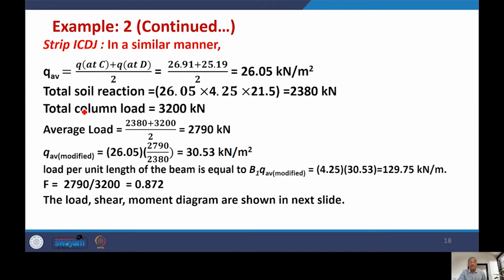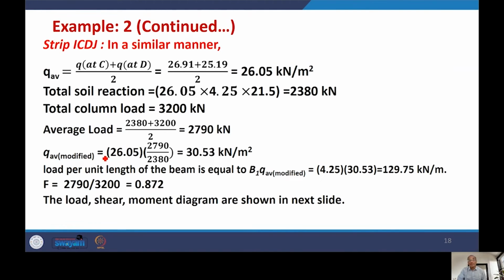Then the average load can be found out by summing these two and dividing by 2. So the average is higher than the total soil reaction, but less than the total load coming on. This way you can find the modified value of Q average. Just simply multiply by this, the average load divided by the load which you have found out. So it will increase, while the factor which needs to be multiplied to each load will be the average load, that is 2790, divided by 3200, the sum of all the loads. So all the loads should be multiplied by a factor of 0.87 before the calculation.